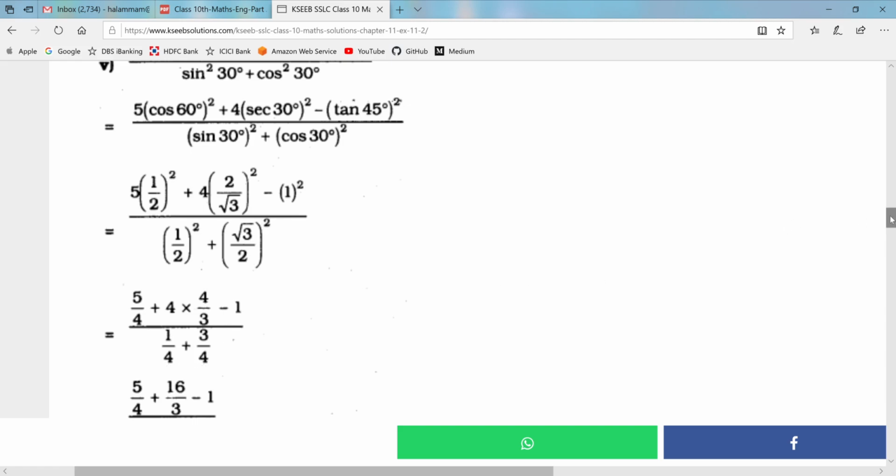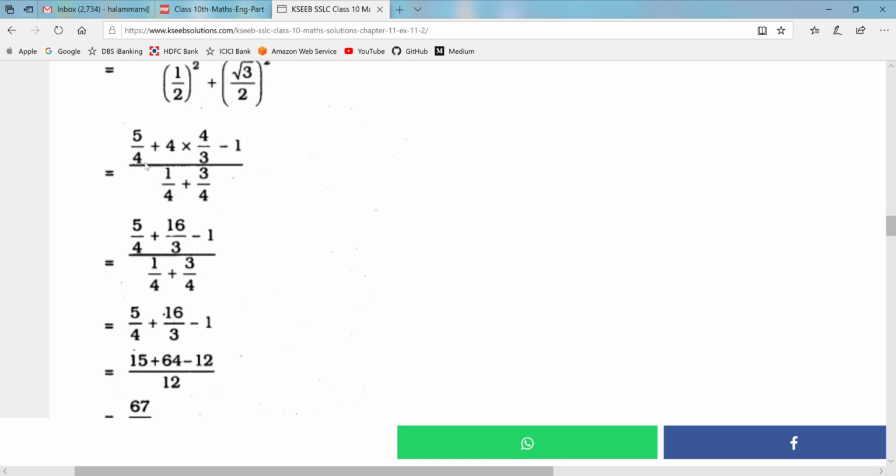Okay, I think you understood this, and just simplify the next step. So 5 by 4, and 4 into 4 is 16 divided by 3 minus 1. So whole divided by 1 by 4 plus 3 by 4 as it is. See, 1 by 4 plus 3 by 4 will become the value 1. This is a quarter, this is 3 by 4th, so it will become 1. The whole value will become 1. So the denominator is 1, so we can neglect that in the denominator.